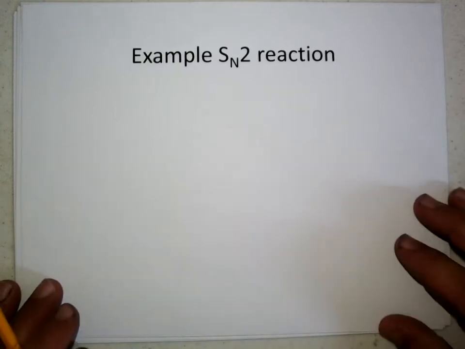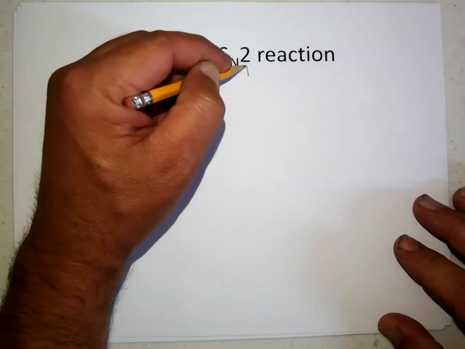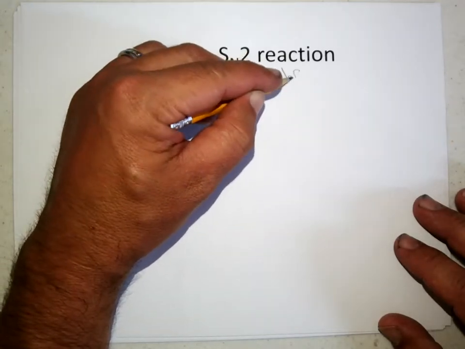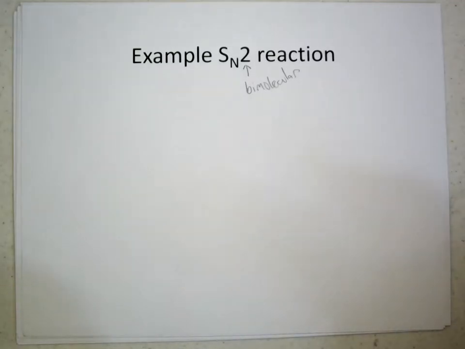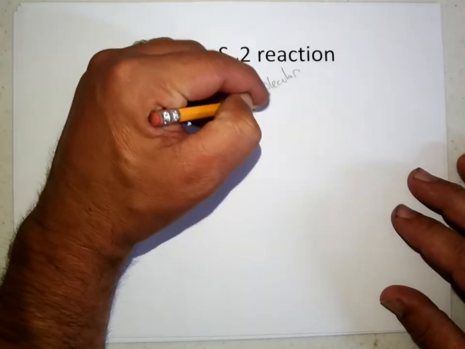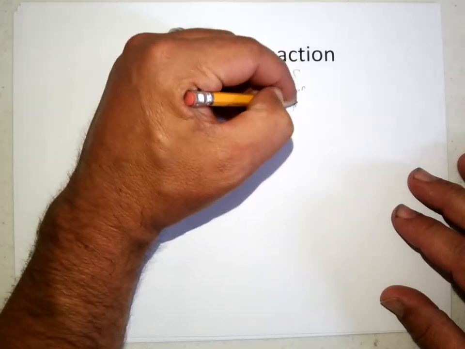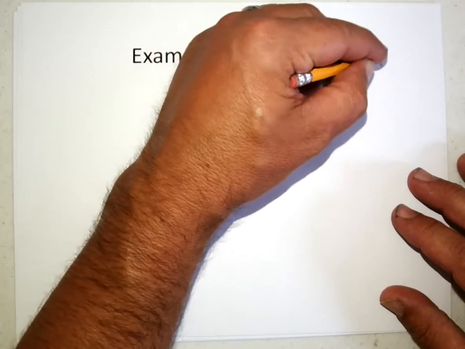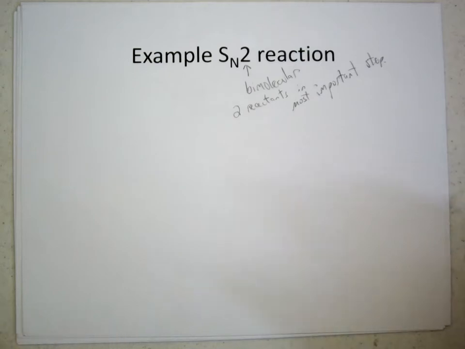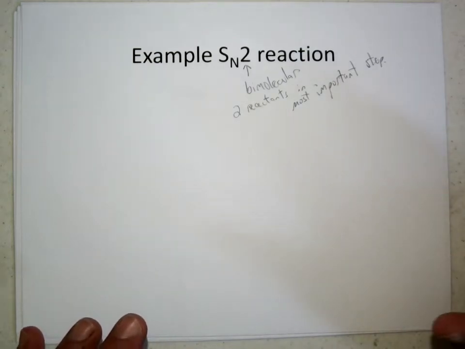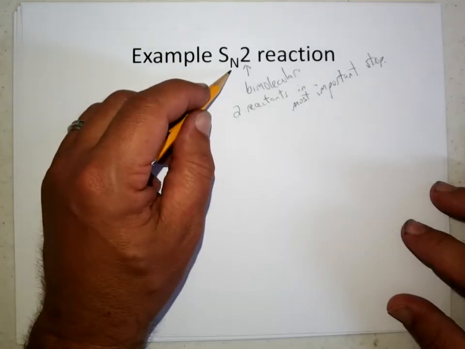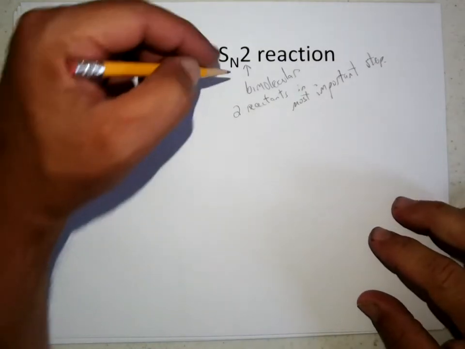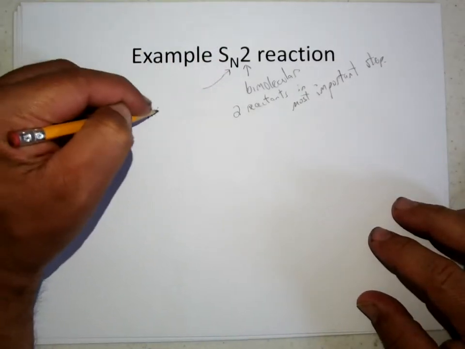Now the SN2 reaction, the 2 here means it's bimolecular. That means there's going to be 2 reactants in the most important step. The one that's going to cause the reaction is the slow step that determines the rate and everything else. And with an SN2 reaction, it's a very direct thing. You have something that's a very good nucleophile. So the N here means nucleophilic.